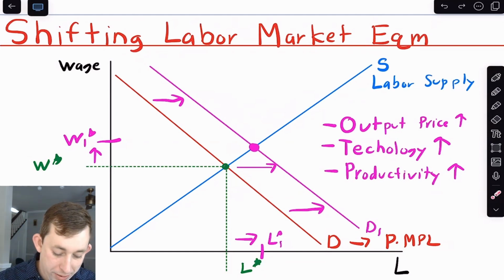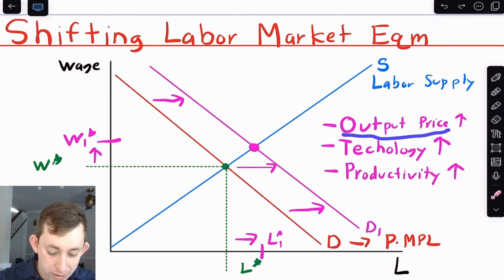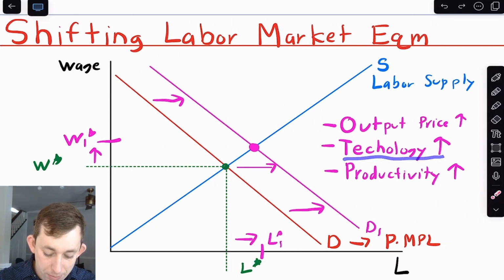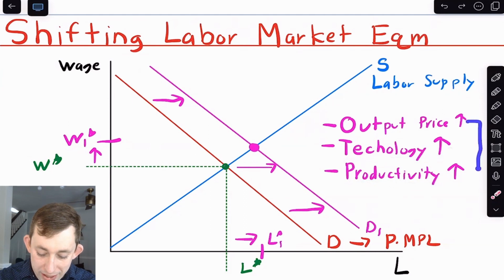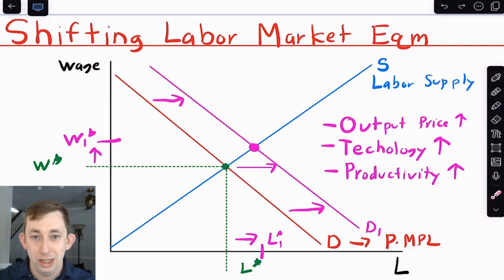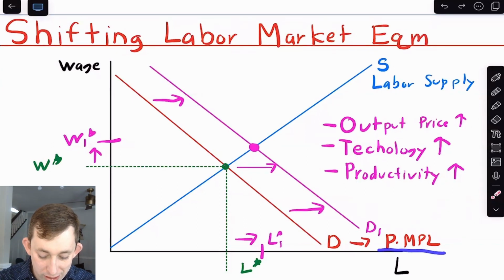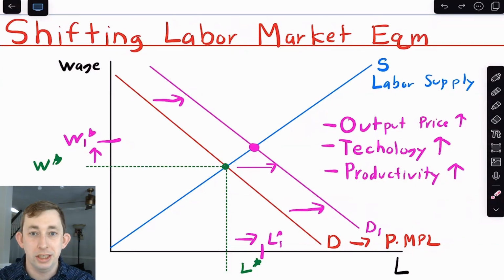So what's going to happen? Let's say maybe the output price goes up, maybe technology goes up, or maybe productivity goes up. All three of these things are going to affect the price or the marginal product of labor. We've talked about the marginal product of labor before. It's how much more stuff I can make when I hire an additional worker. And we said before that the labor demand curve is basically price times the marginal product of labor. That's what I want to pay my workers. So if I make any of these things go up, then I'm going to shift demand up.